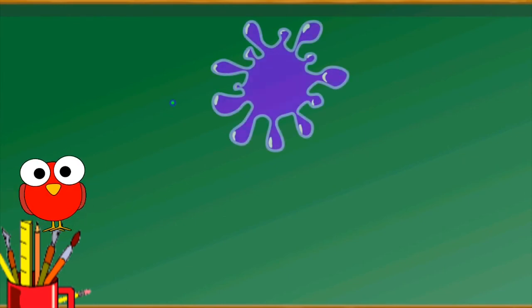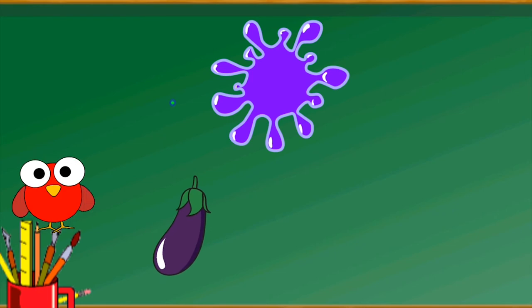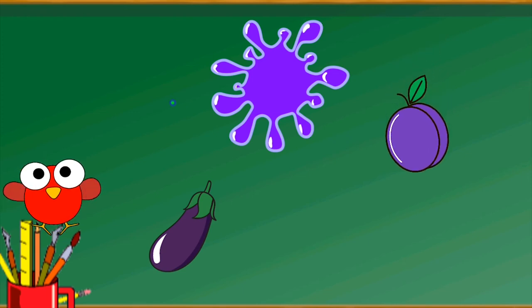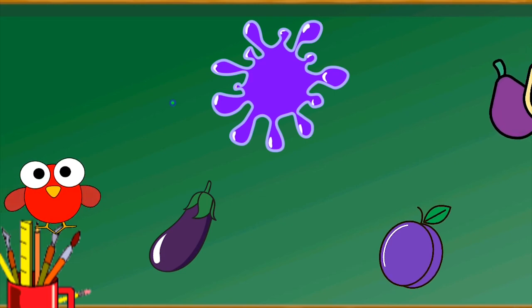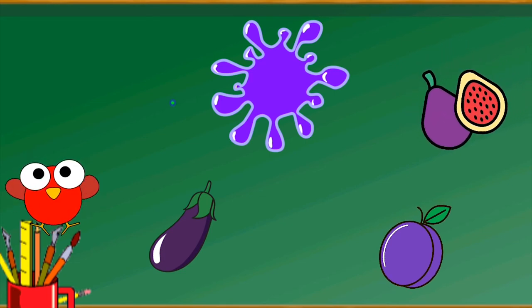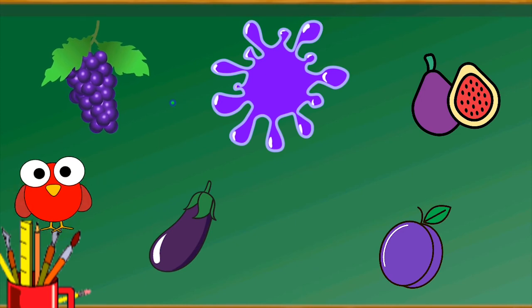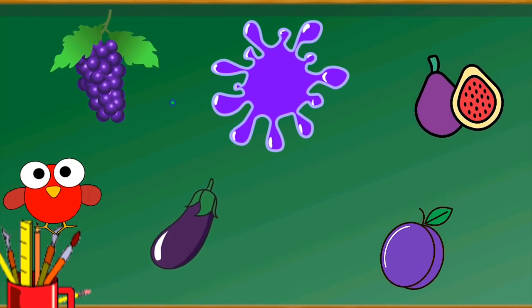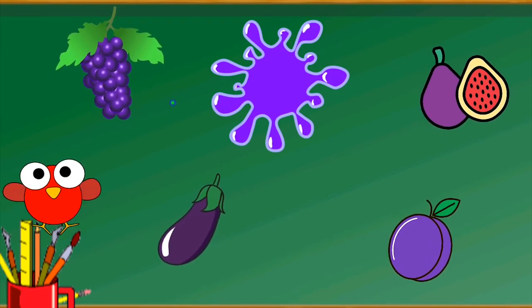This is the purple color. Eggplant is purple. Plum is purple. The fig is purple. And the grape is purple. Purple grape, purple eggplant, purple plum, and purple fig.